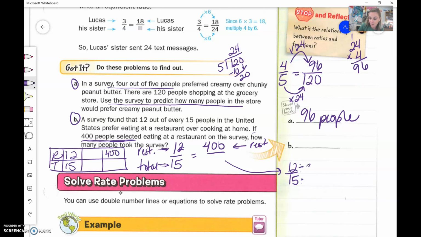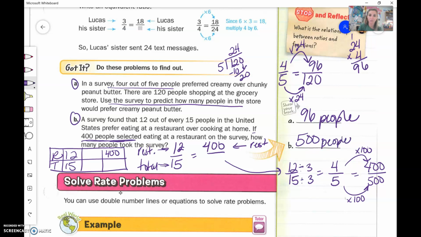So 12 divided by 3 is 4. 15 divided by 3 is 5. Now, doesn't that look easier to try to get to 400? Yeah. 4 times what gives me 400? 4 times 100. So if I multiply the top by 100, I know that I have to multiply my bottom by 100. 5 times 100 is 500. Therefore, 500 people took the survey. Okay? 500 people took the survey.